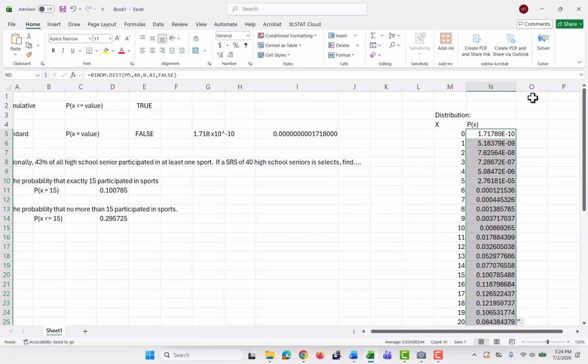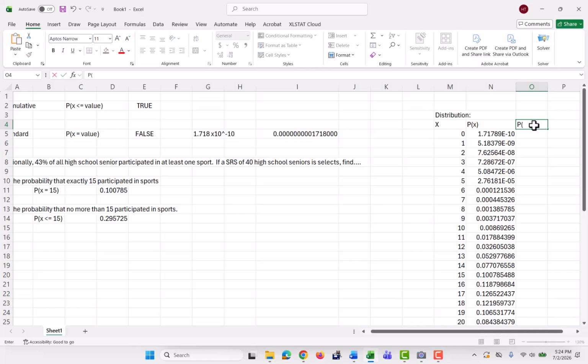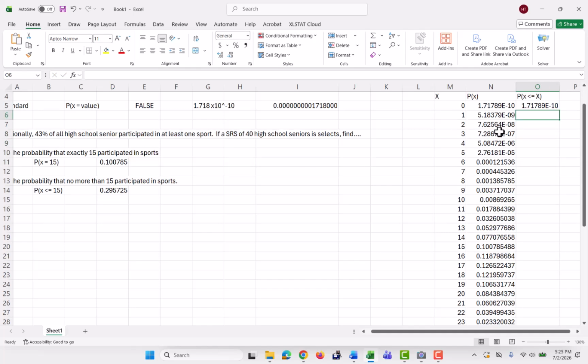If we switch this over to cumulative, so the probability we're less than or equal to x, the only thing that's going to change in our formula here is we're going to put in true instead of false. Notice the first probability is the same because being less than or equal to 0 is just the probability of being equal to 0. But the next one, we're adding them together.